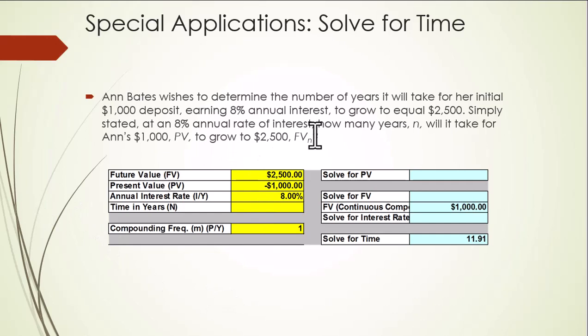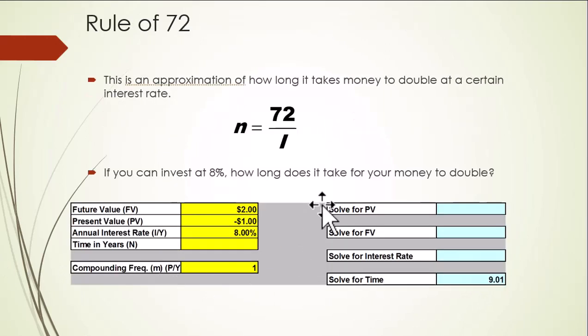You want to solve for time. Again, leave time blank. How long does it take $1,000 to grow to $2,500 at 8%? Again, go through this fairly quickly, but it roughly takes 11.91 years for that to happen.